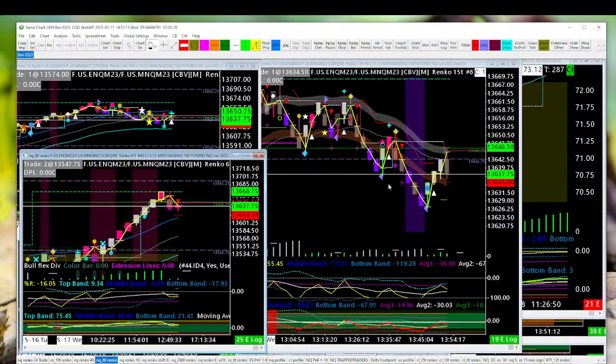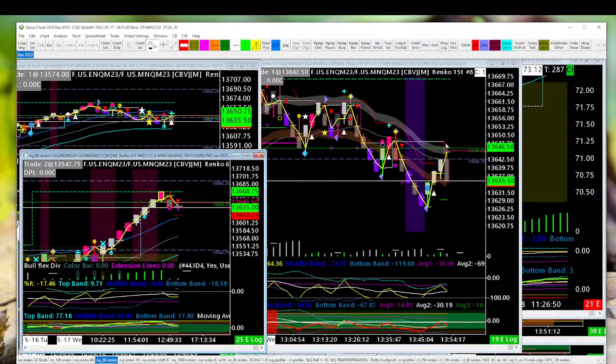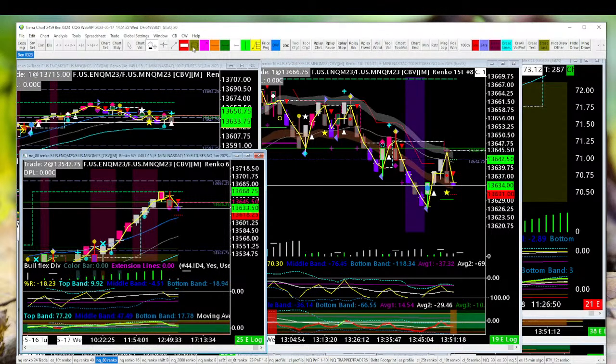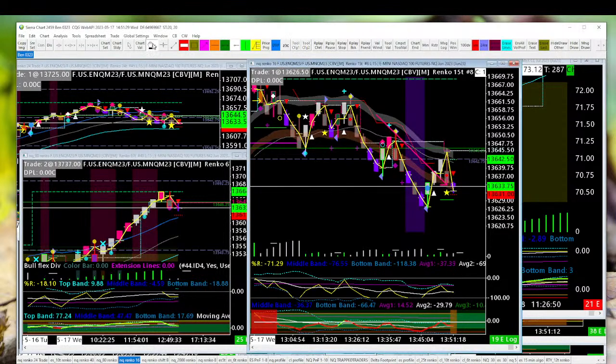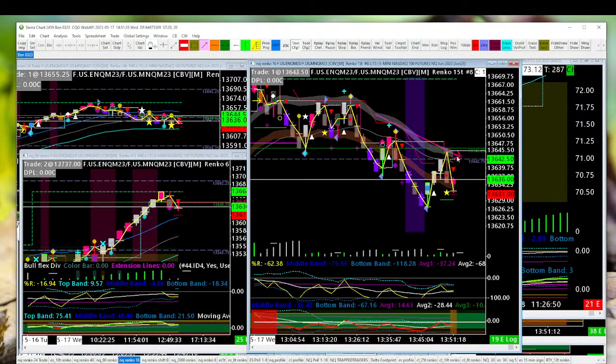Oh, that was interesting. See that? The DOM just, like, everyone pulled their orders and we had an aggressive seller come in. You could try to sell it. This is very speculative, but I probably should wait for a retrace here.